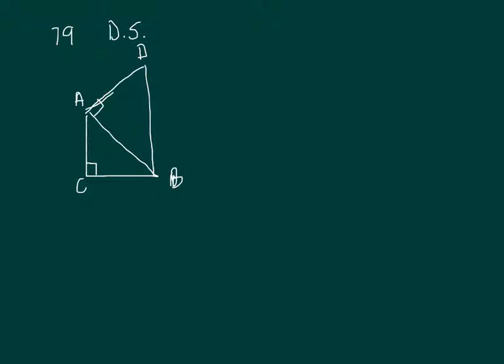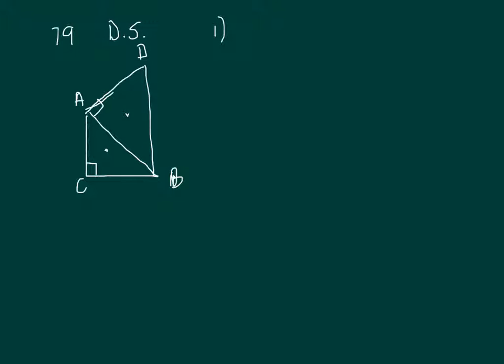This is number 79 in data sufficiency, and I think it's kind of a fun problem. So you've got a right triangle, and that's ABC. A, B, C, if you can read that. And then I've got another right triangle, ADB. And we're trying to figure out, in the figure above, is the area of triangle region ABC equal to the area of ADB? Are these two areas equal?